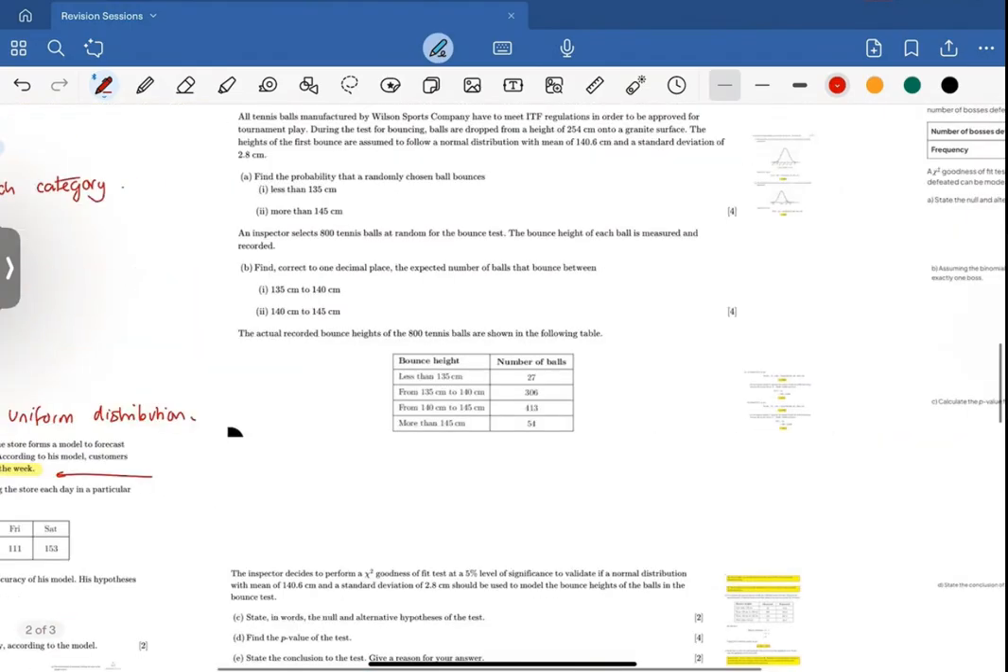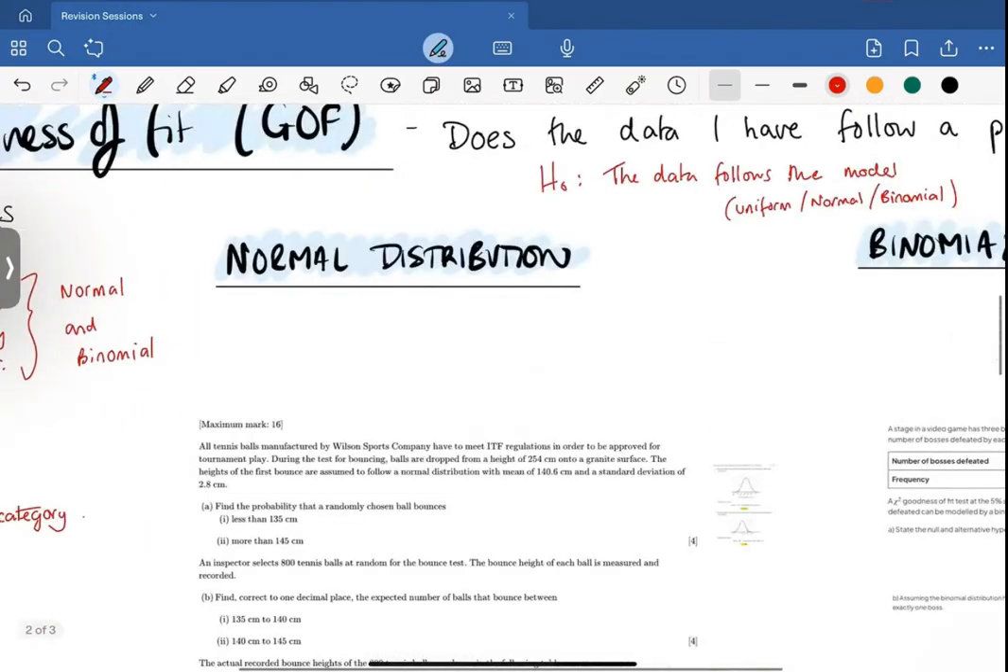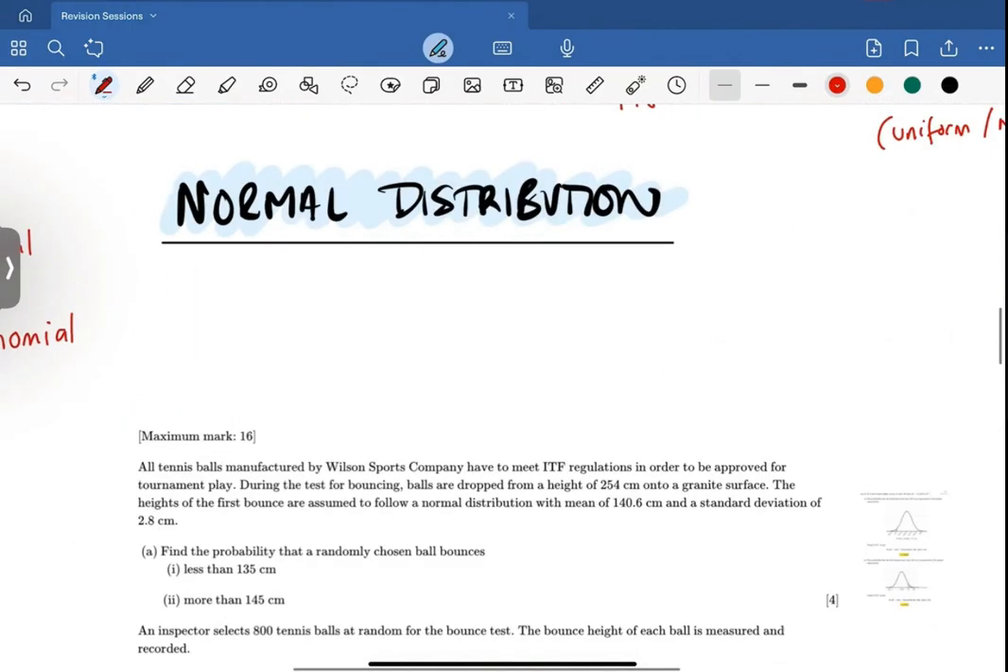Right, so let's look at normal distribution. The guiding question here is, does my data follow a normal distribution?